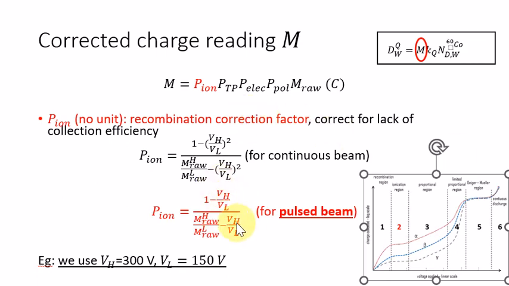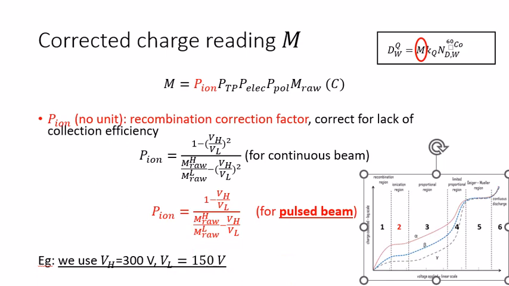In this equation, we bias the chamber at V high, a higher voltage, and we take a reading, M high, from the chamber. Then we repeat, but we bias the chamber at a lower voltage, V low, and similarly we take a reading from the chamber run at V low. And then we use this equation to calculate P-ion. Typically we choose the higher voltage to be 300 volts and the lower voltage to be 150 volts.